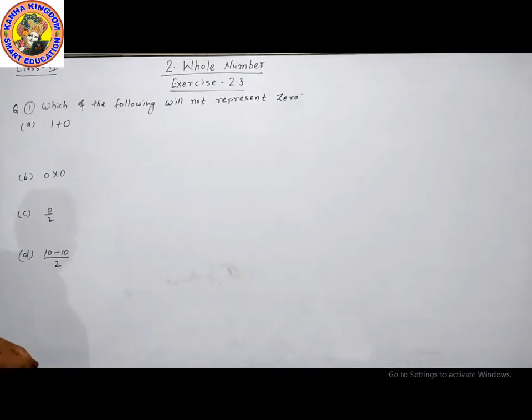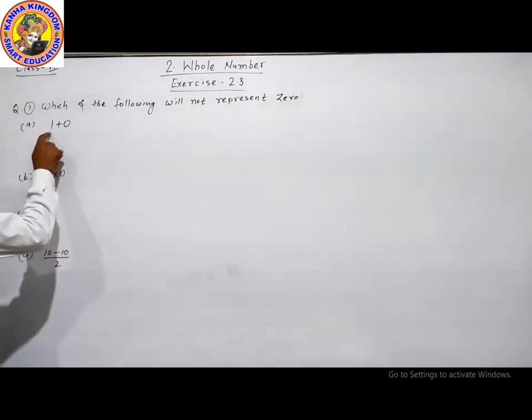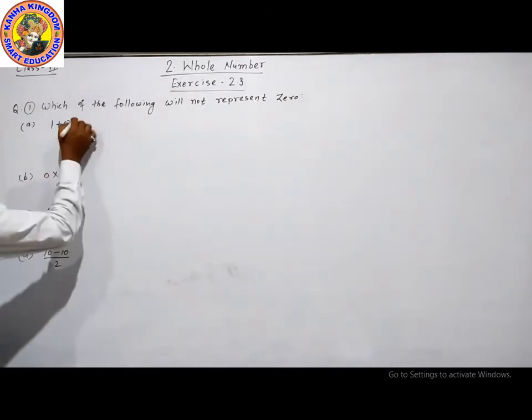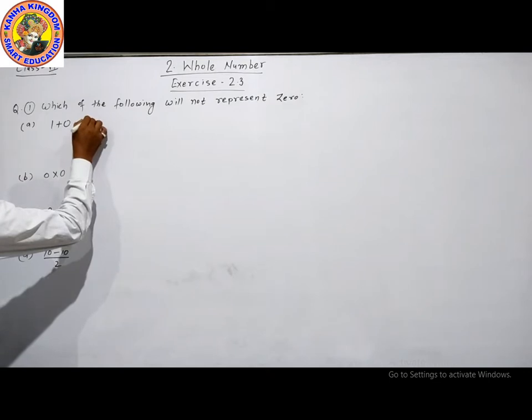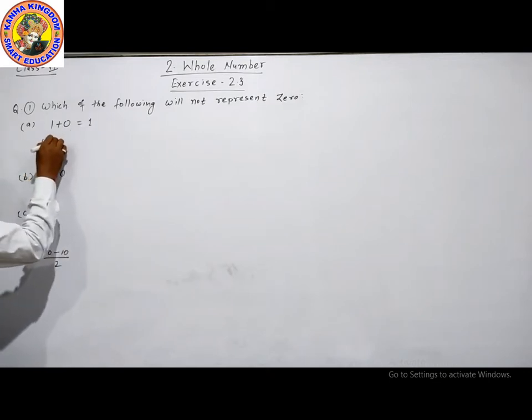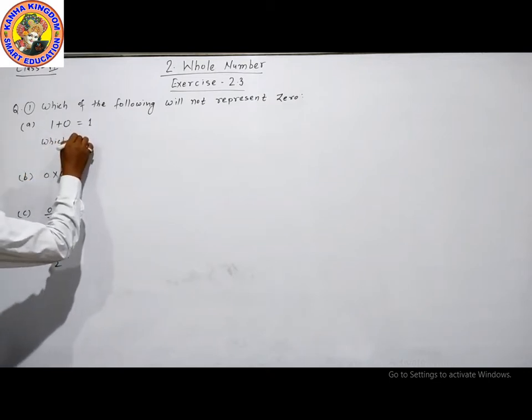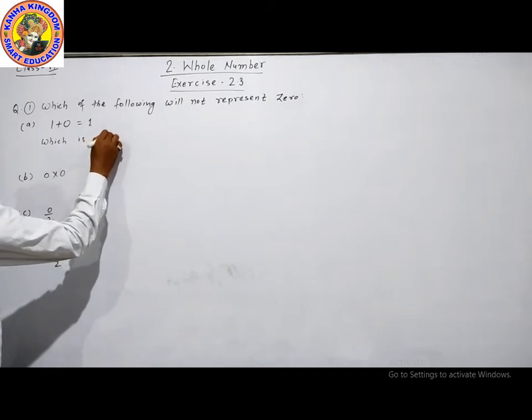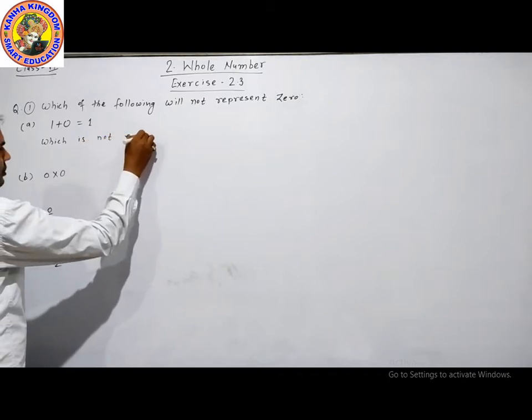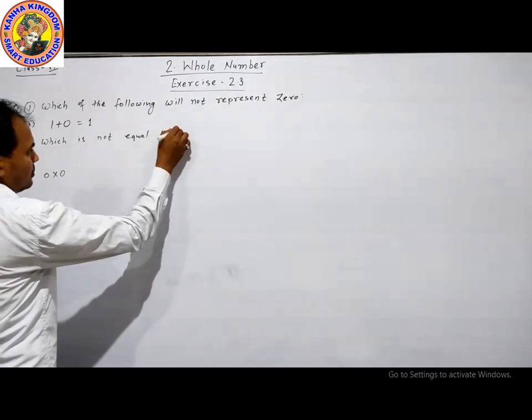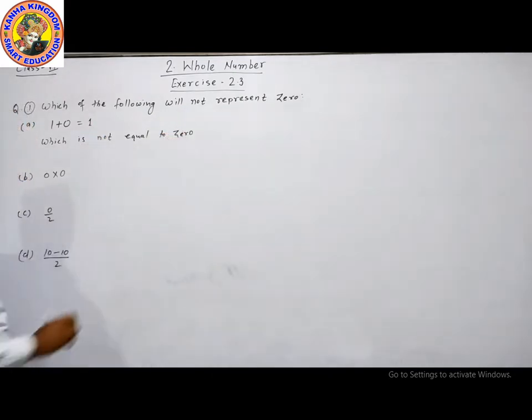Now our next exercise is 2.3, question number 1. Which of the following will not present 0? 1 plus 0, 1 plus 0 is equal to 1, which is not equal to 0. This gives answer not equal to 0.